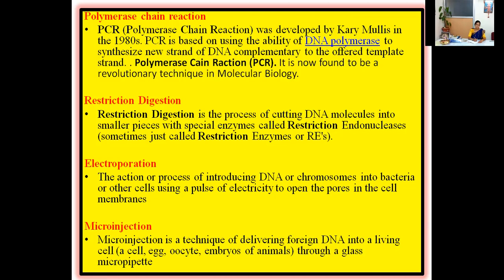Next one, let us go through restriction digestion. Restriction digestion is the process of cutting DNA molecules into smaller pieces with a special enzyme called restriction endonuclease. You must keep in mind that the job of the restriction endonuclease is to cut the DNA molecules. Now let us go through electroporation. What is electroporation? The action or process of introducing DNA or chromosomes into bacteria or other cells using a pulse of electricity to open the pores in the cell membranes is known as the electroporation technique.